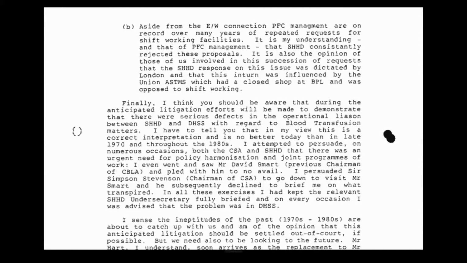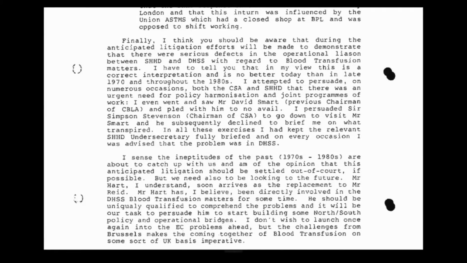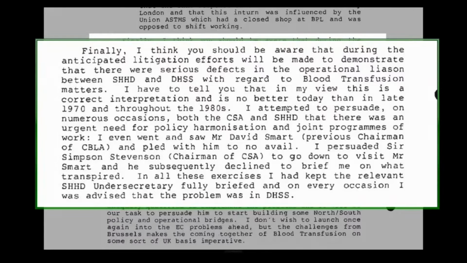And then he continues in the next paragraph more broadly on that topic as follows. Finally, I think you should be aware that during the anticipated litigation, efforts will be made to demonstrate that there were serious defects in the operational liaison between SHHD and DHSS with regard to blood transfusion matters. I have to tell you that, in my view, this is a correct interpretation and is no better today than in late 1970 and throughout the 1980s. I attempted to persuade on numerous occasions both the CSA and SHHD that there was an urgent need for policy harmonisation and joint programmes of work.